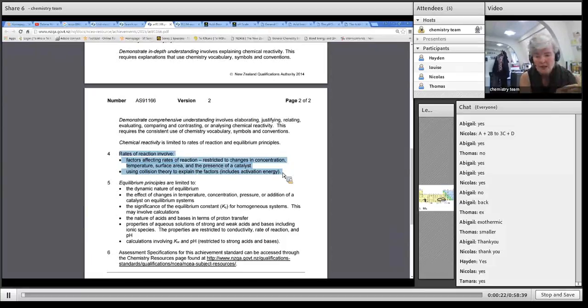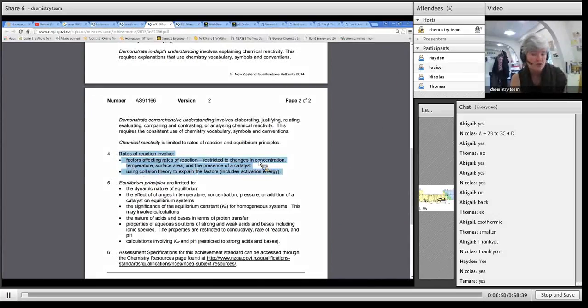So first of all, your substances, your particles have to collide, and they have to collide with enough energy to overcome that activation energy. And then the other one was also they have to be the right orientation. They've got to collide in the right way. If they collide where the wrong atoms are together, then nothing's going to happen. And then you had the factors. You had to explain the factors.